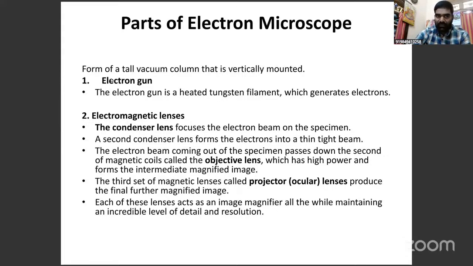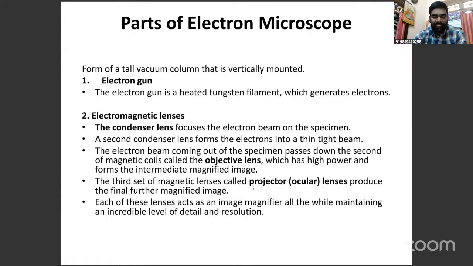So first the electron gun will eject the electrons, which pass from the condenser and focus onto the specimen. After this condenser lens, another condenser lens will make the electrons a thin, tight beam, and again it passes through the second magnetic coils called the objective lens through the specimen, and these objective lenses will give the intermediate magnified image.